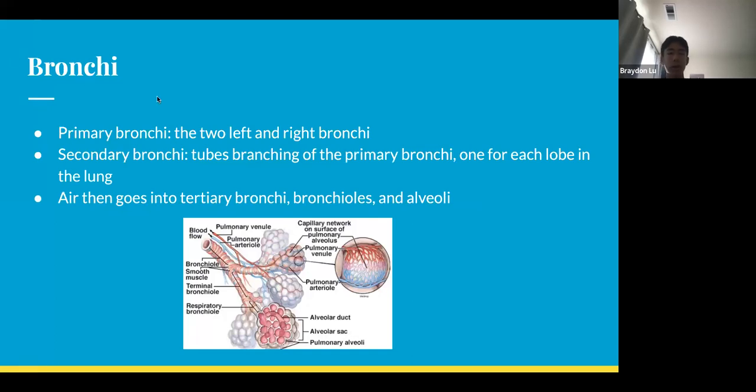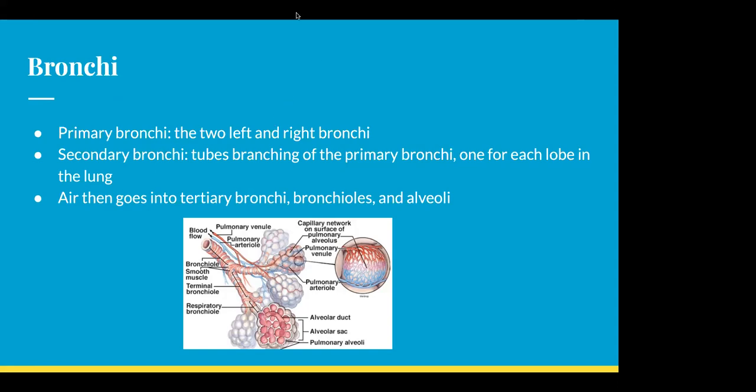Next, we have bronchi. There are the 2 primary bronchi, which are the left and right bronchi. There's the secondary bronchi, which are tubes branching off of the primary bronchi, and there's one for each lobe in the lung. Lobes are basically different sections of the lungs. I think there's a slide talking about it later. But one cool thing is that your left lung only has 2 lobes, while your right lung has 3. Can anyone guess why this is?